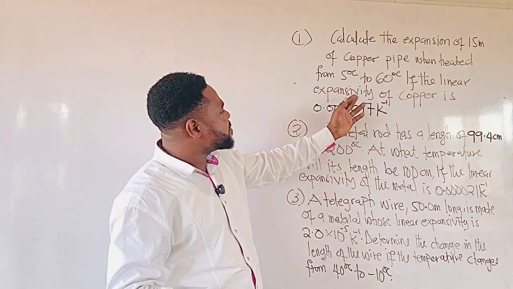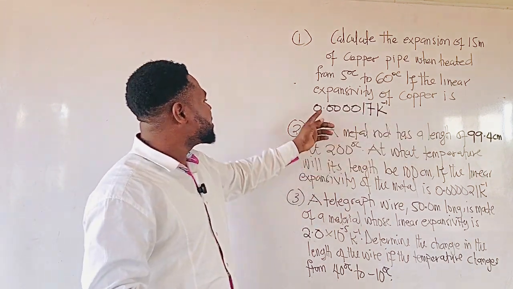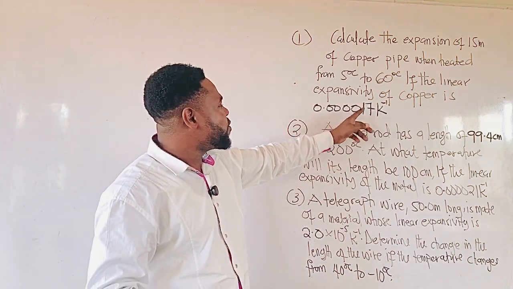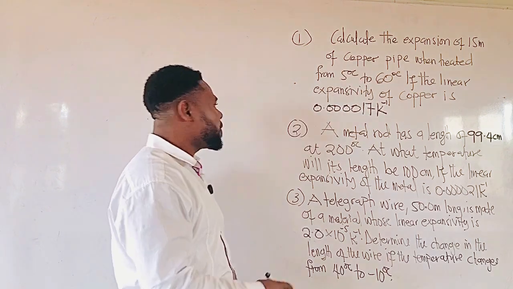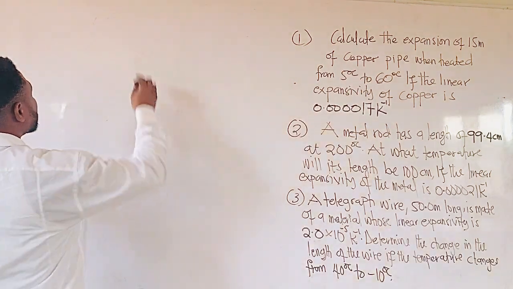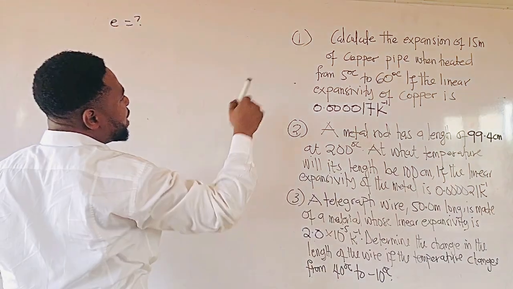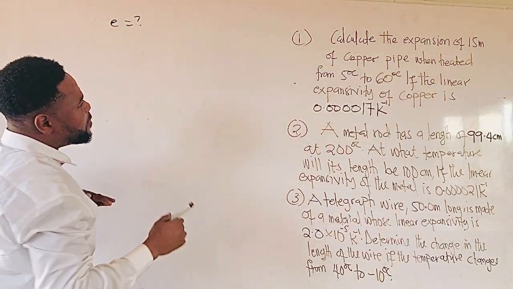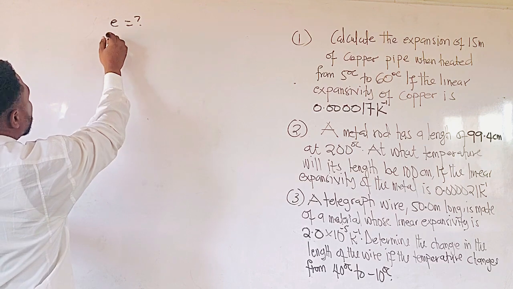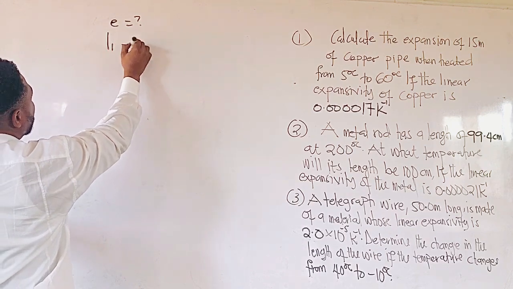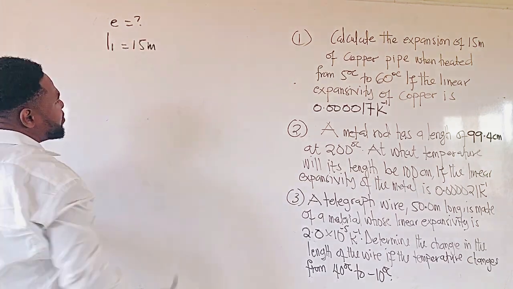If the linear expansivity of copper is 0.00017 per Kelvin. Viewers, from the question, we are looking for expansion, which we don't know. And we have 15 meters of the copper pipe. So that represents our original length, which is L1, and we have 15 meters.